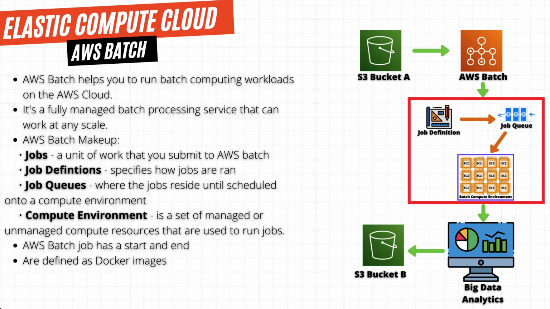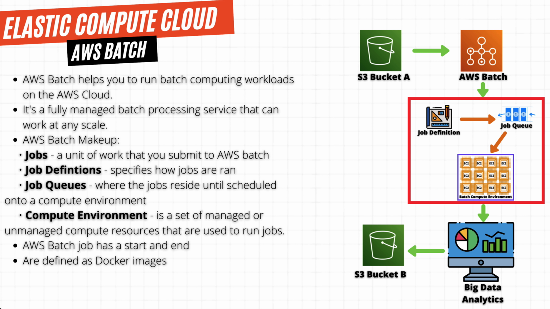Now, AWS Batch is made up of jobs, which are a unit of work that is submitted by you, the AWS customer. The job definitions will specify how the jobs will be run. Job queues are where the jobs reside until they are scheduled to be run by the compute environment. And the compute environment is a set of managed or unmanaged compute resources that run the jobs.